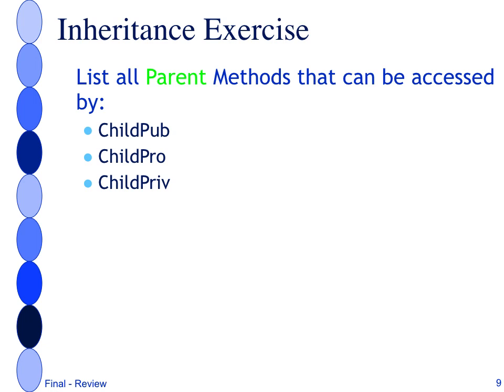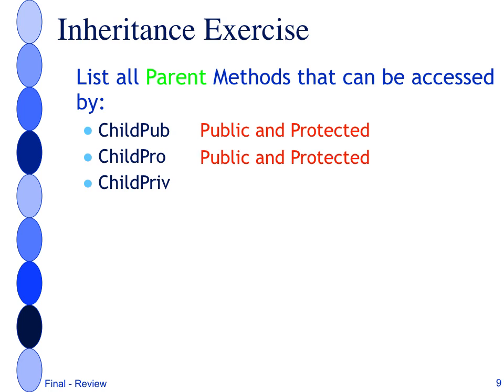So in the child pub, what can we see there? We can see public and protected. In the child pro, we can see public and protected. So it doesn't matter what type the child is on the access identifier, we are always going to be able to see public and protected. And in the child private, again, public and protected.